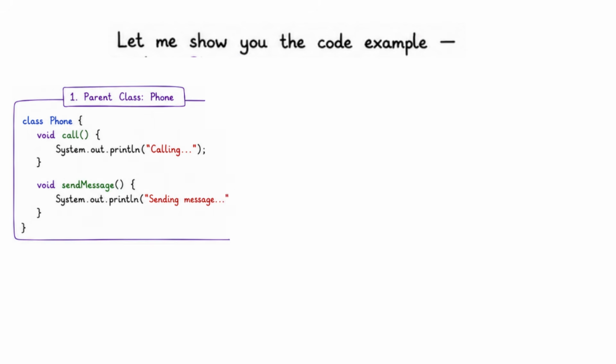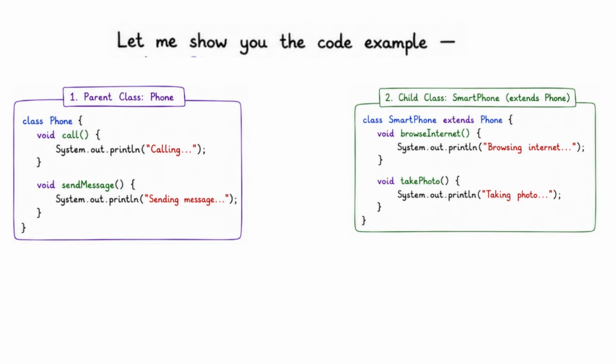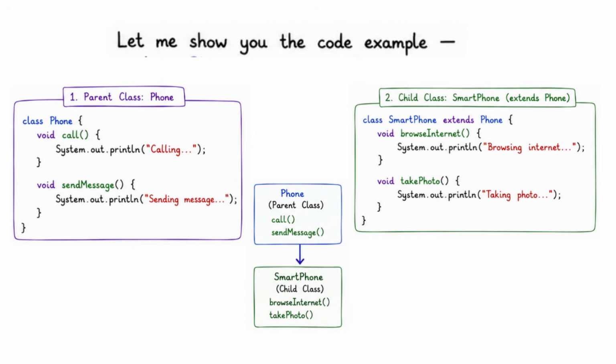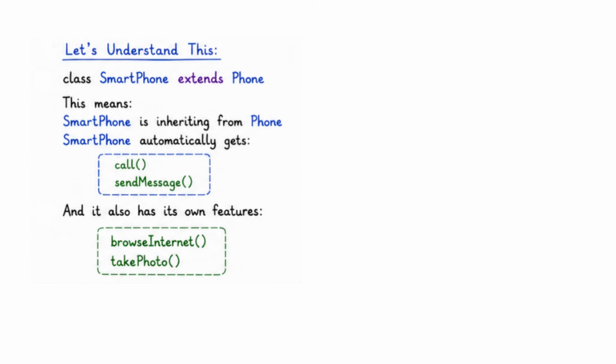First, we created a parent class Phone through which you can call and send SMS, right? Send message. So one method is call, another is send message. Then we have created another class, SmartPhone. So Phone is a parent class and SmartPhone is a child class. SmartPhone extends Phone, which means it is extending Phone's behavior. Since SmartPhone is inheriting from Phone, it automatically gets the call and send message methods.